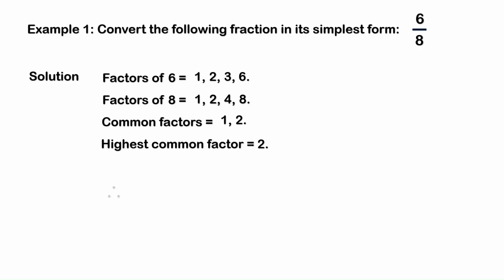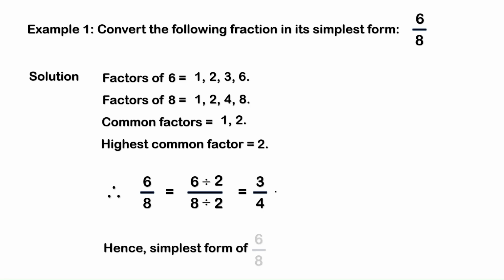Hence, these three little dots are a symbol for writing the word hence. Symbols are used in mathematics to save writing time and space. Hence, the fraction 6 upon 8 equals 6 and 8 divided by highest common factor 2, which equals 3 upon 4. Hence, simplest form of 6 upon 8 is 3 upon 4.